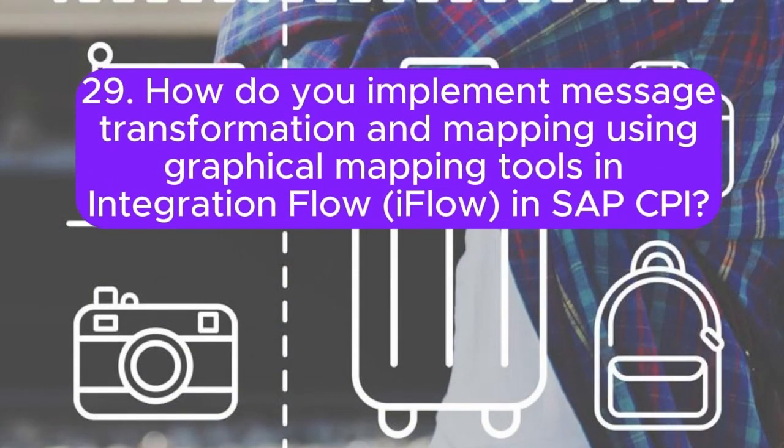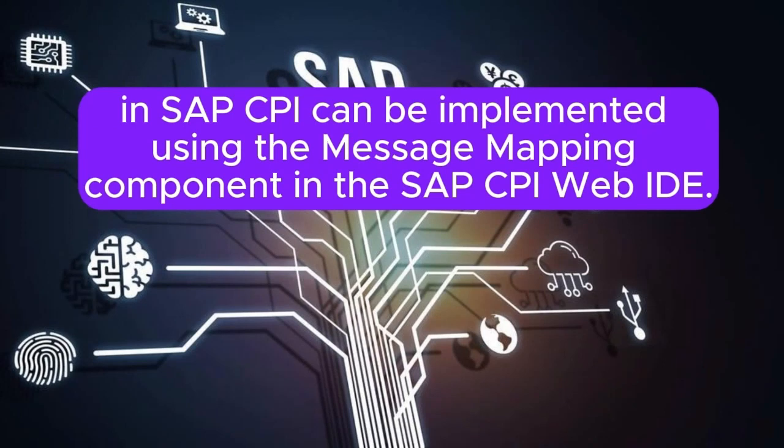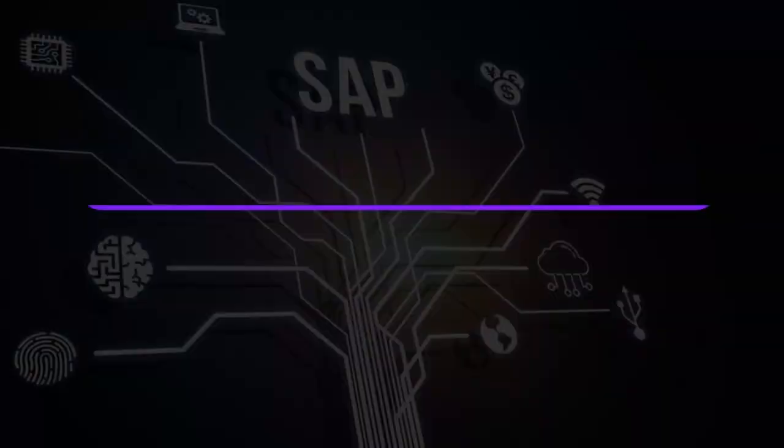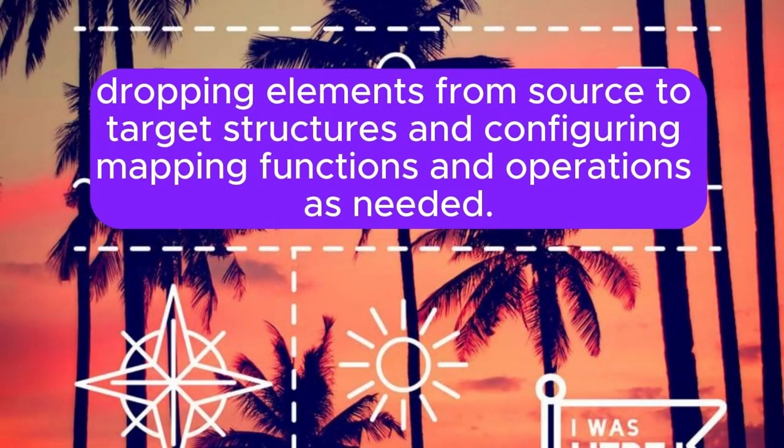29. How do you implement message transformation and mapping using graphical mapping tools in integration flow (iFlow) in SAP CPI? Answer. Message transformation and mapping using graphical mapping tools in iFlow in SAP CPI can be implemented using the message mapping components in the SAP CPI Web UI. You can define mapping rules, transformations, and data mappings visually by dragging and dropping elements from source to target structures and configuring mapping functions and operations as needed.